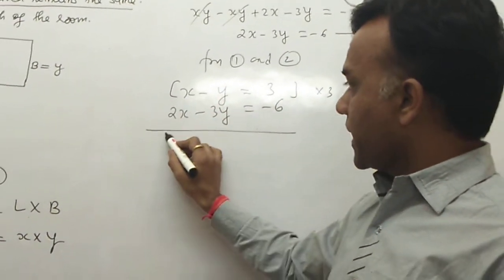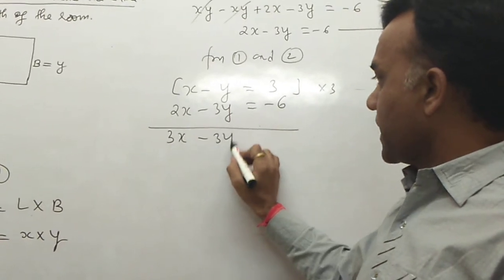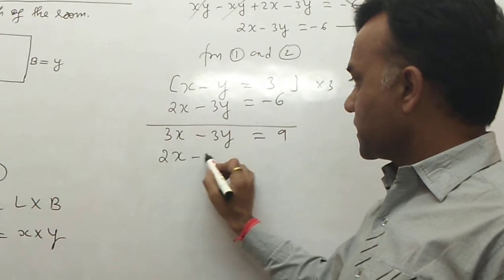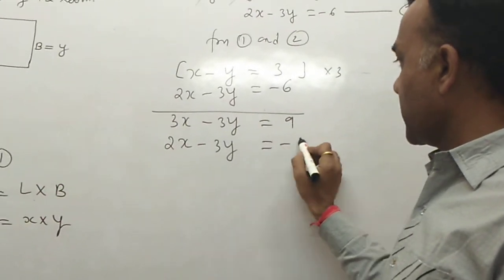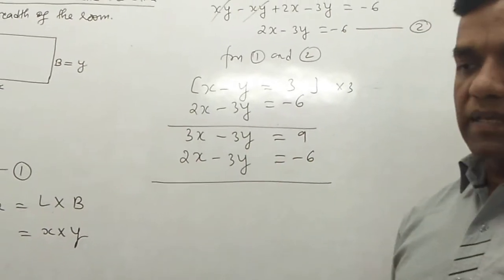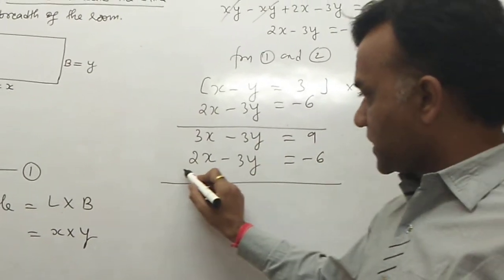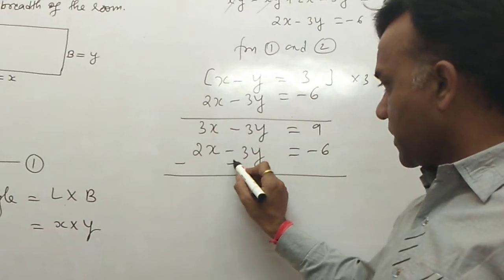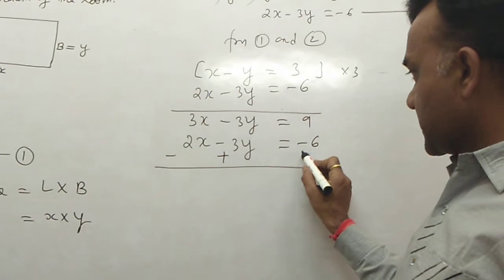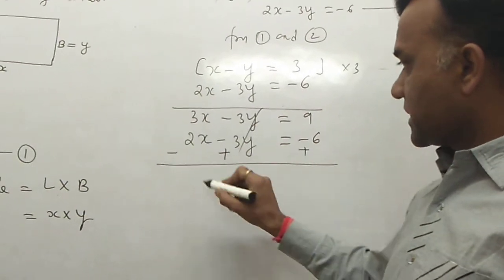And now 3 into x, you have 3x, 3 into y, 3y, and 3 3s are 9. Similarly, 2x minus 3y and then minus 6. Similarly, the coefficient of y, both are same but they are not in the opposite sign, so change the sign of the last equation, like you have plus sign, so minus, minus, so plus, and now here minus sign, so you put plus here and then cancel out.